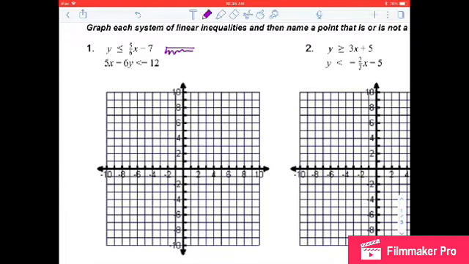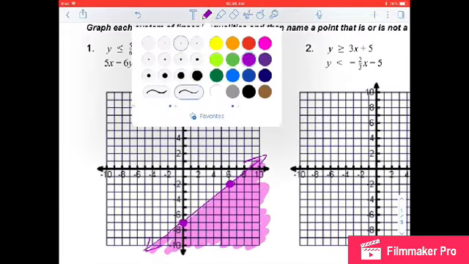So -7 is my y-intercept, which is right there. And then I'm going up 5 over 6. 1, 2, 3, 4, 5 over 6. Right there. And so I'm going to go ahead and draw my line, solid line. And I'm going to shade lightly below that line, since it was less than. Okay, so lightly shade below, and now we look at the second of our two lines.